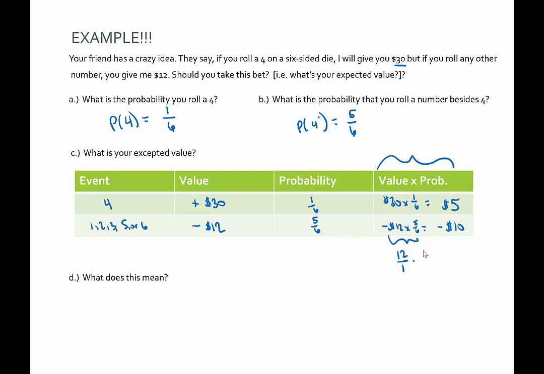And if you don't believe me, you can fact check my multiplication with fractions. Put 12 over 1, turn it into a fraction. 5 over 6 is already a fraction. I like to simplify before I multiply, and then I get 10 over 1, which is 10. Now, I did not include the sign. A negative times a positive is negative.